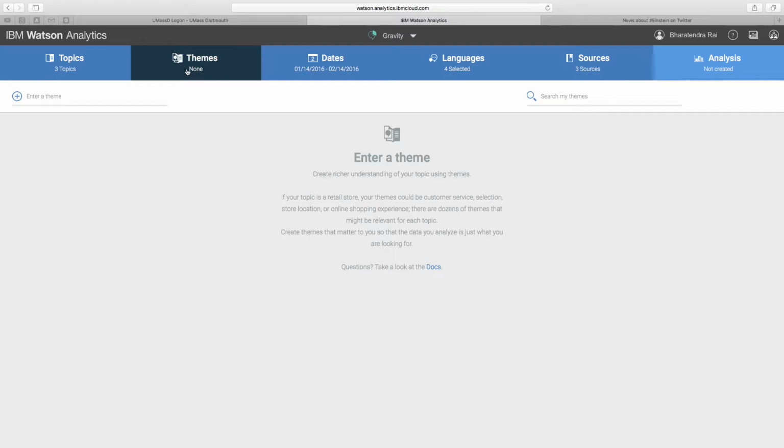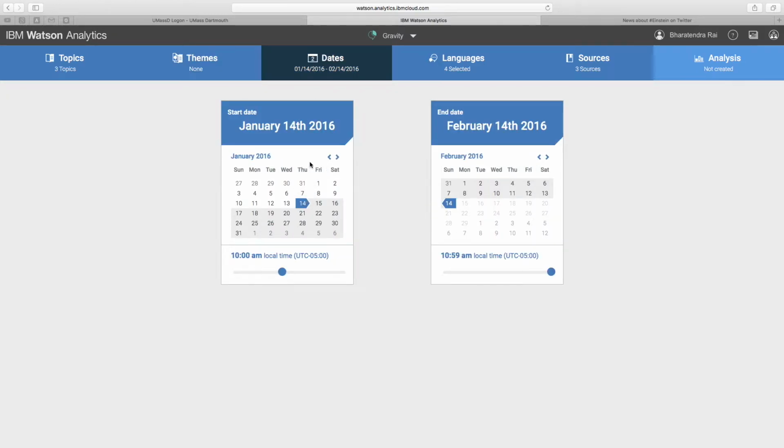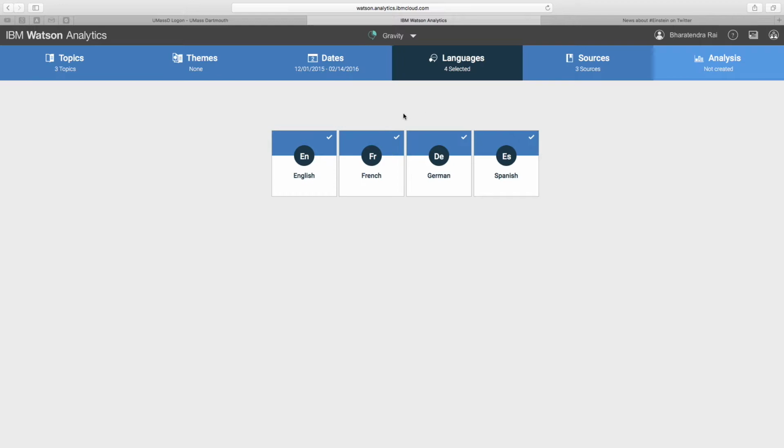In Watson Analytics we can also use themes if we are interested. I'm going to leave this blank, and let's say we want to use the dates from 1st of December 2015 up to February 14, 2016. We can choose the languages that we want to use in the analysis. So I'm going to exclude Spanish, German, and French. I'm just going to make use of English.